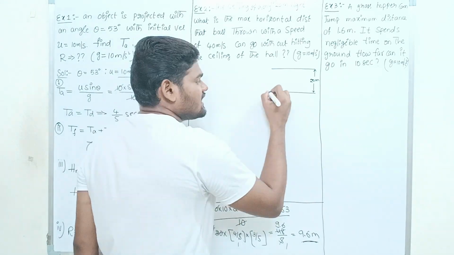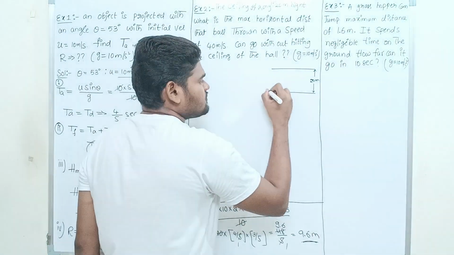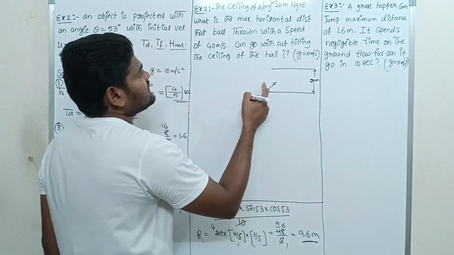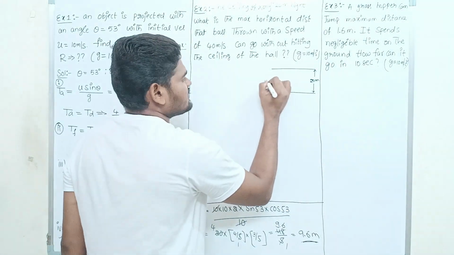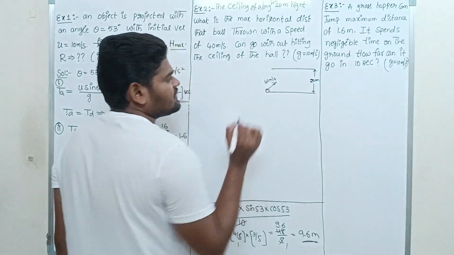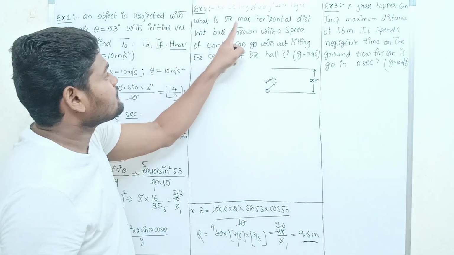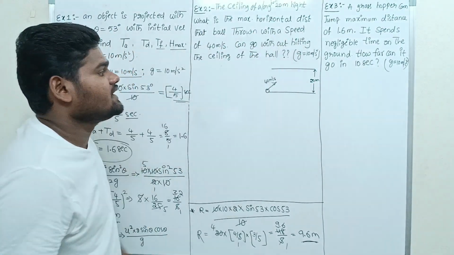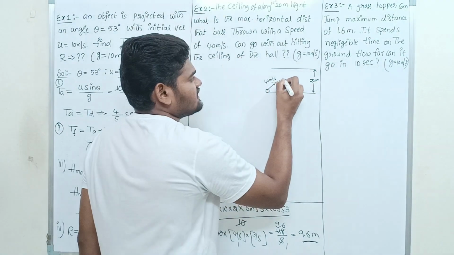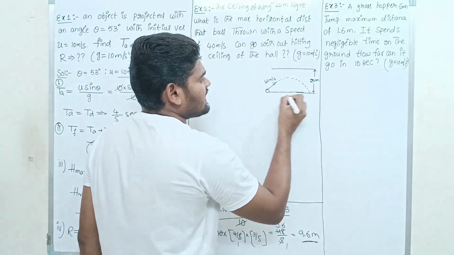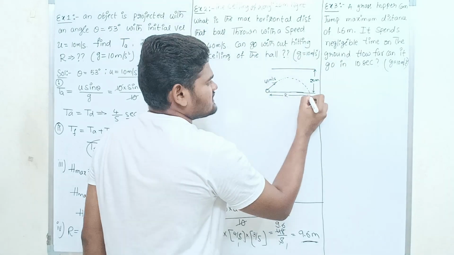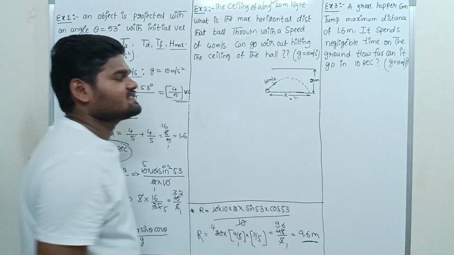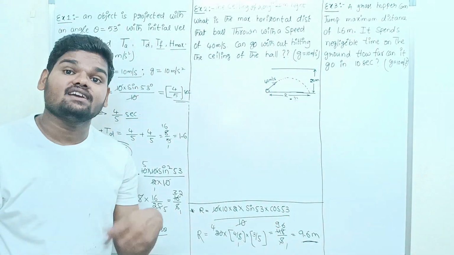Okay. So at one end of the hall a ball is projected with velocity 40 meter per second. So what are they asking? The maximum horizontal distance that the ball thrown with this speed can go. How much distance does this ball travel? That means they are asking what? Range. They are asking range.